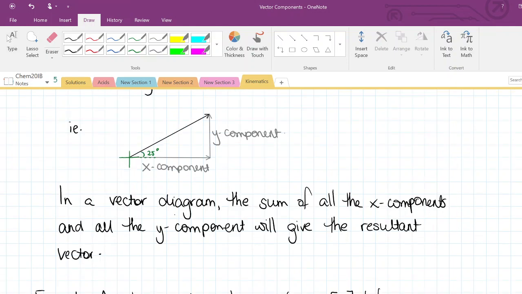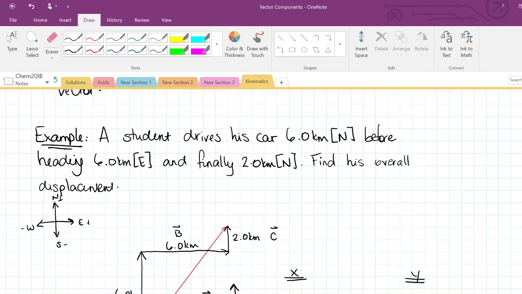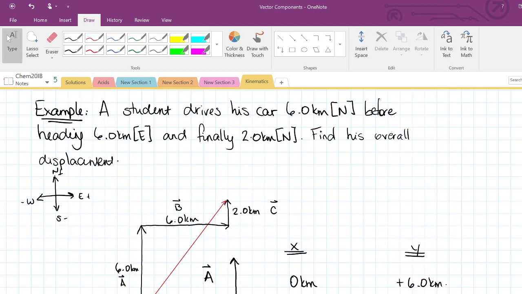So I'm going to give you a nice, easy example here to start, where our particular student is just moving up or across. So the student drives his car 6 kilometers north before heading 6 kilometers east, and finally 2 kilometers north. And we want to find what is his overall displacement, right? So this is a 2D problem. We need our Rosetta. For all of these problems, you'll always say north is positive, east is positive.